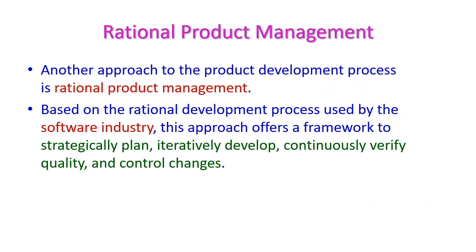Apart from the product development process, we have rational product management, and this is another product development process based on the rational development process used by the software industry, and this approach offers a framework to strategically plan, iteratively develop, continuously verify the quality and control changes.